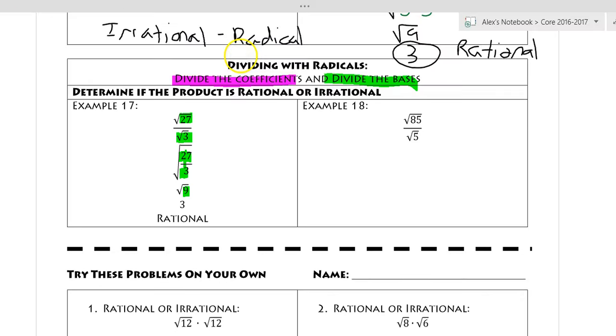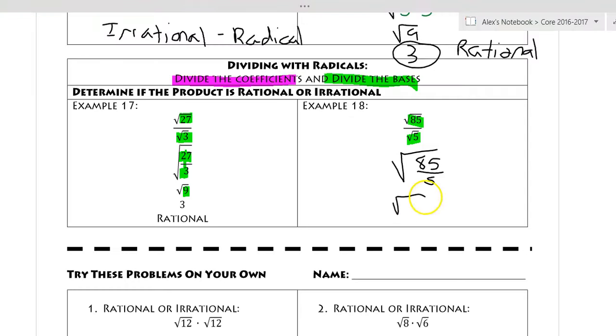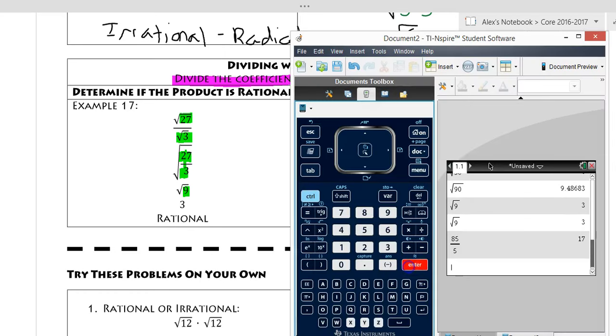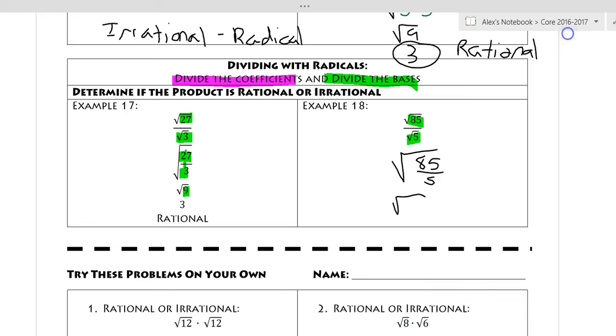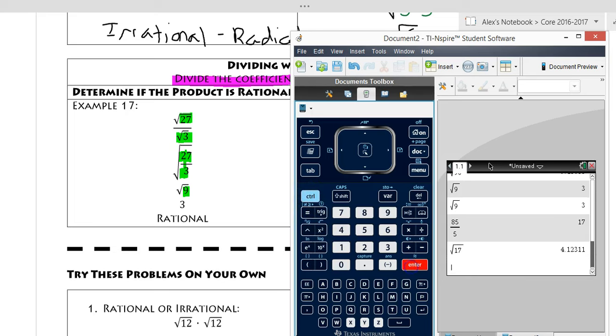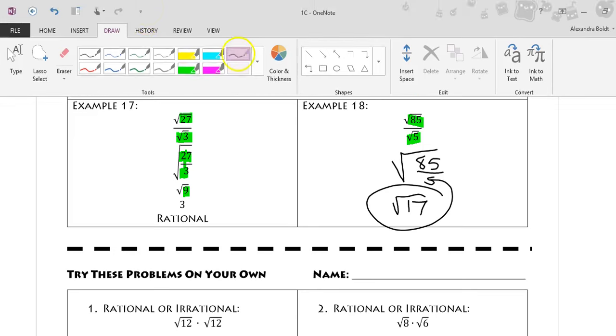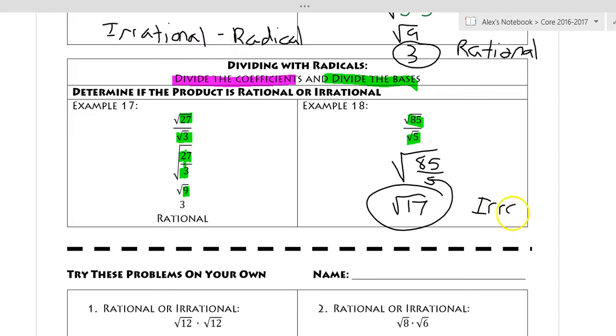Let's look at example 18. So again, I'm dividing these two, 85 and 5. So I just have to write that under one radical, 85 divided by 5. When I divide those, 85 divided by 5 is 17. So I get the square root of 17. If I type that into my calculator, the square root of 17 is 4.1231111. So that's not a perfect square. So that's my final answer. And then if this is rational or irrational, since it has that radical in it, it's irrational.